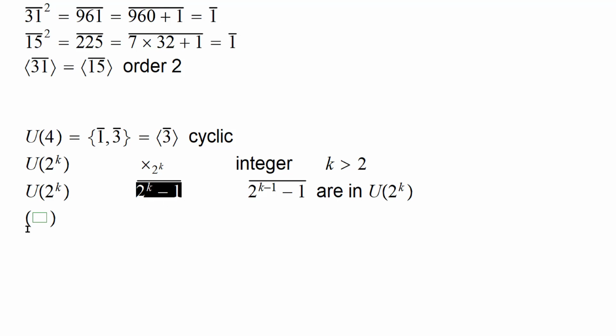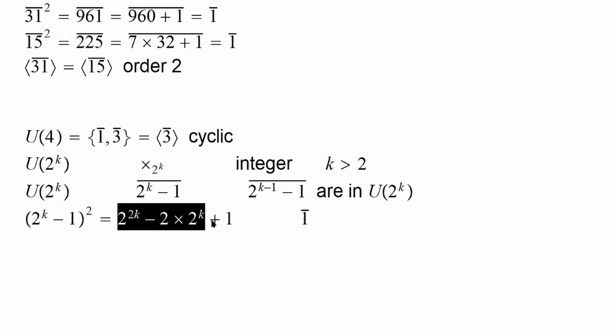Now if you look at 2 to the k minus 1 to the power 2, what do you get? You simply get 2 to the 2k, right? Okay, then minus 2 times 2 to the k, right? Okay, and then you get plus 1. And so what this is actually simply, if you look at the modulus, this is 1 because this is a multiple of 2, okay?